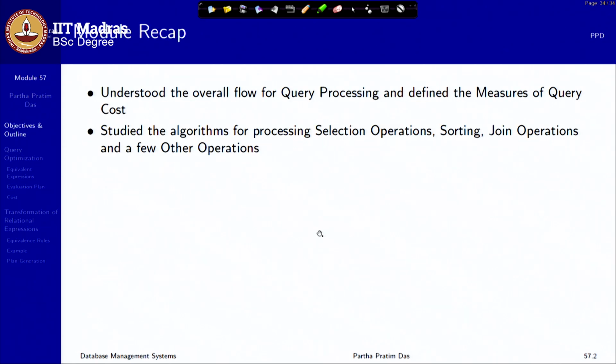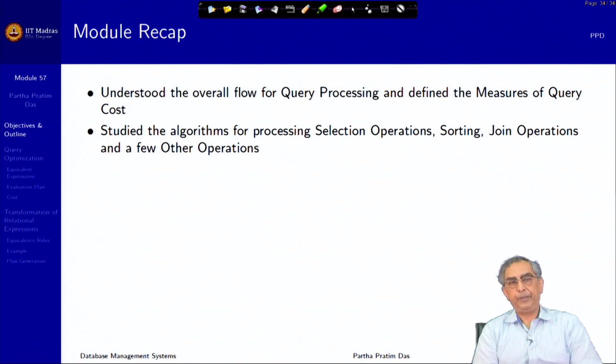In the last module, we started discussing query processing and defined the measures of query cost, primarily in terms of disk transfers and disk seeks. And then we studied a few algorithms for processing a variety of selection operations, sorting, join operations and a few other operations like duplicate removal, projection and aggregation and so on.